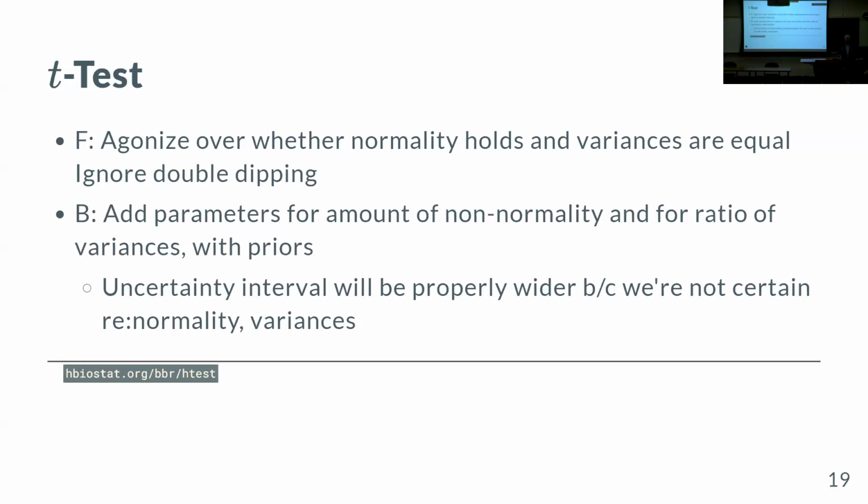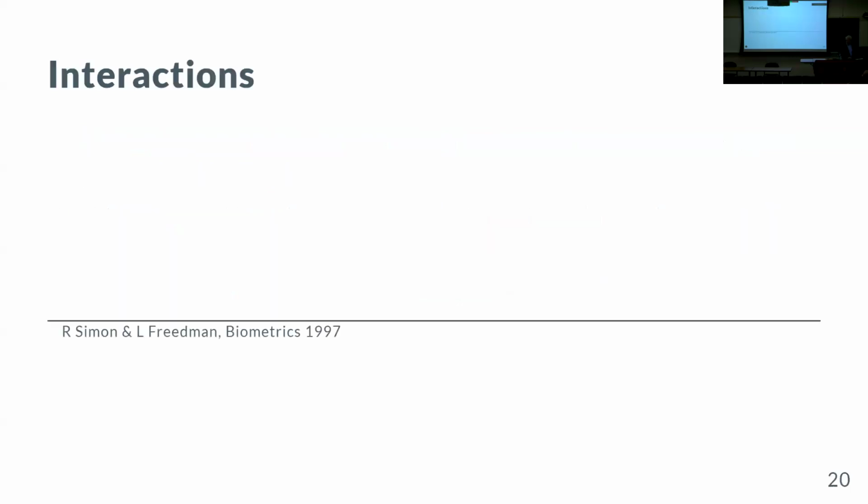If you get confidence intervals after you've entertained doing Welch's t-test versus the regular t-test, those confidence intervals will not have the coverage that you claim. A simple simulation will show you that. You're failing to take into account model uncertainty.